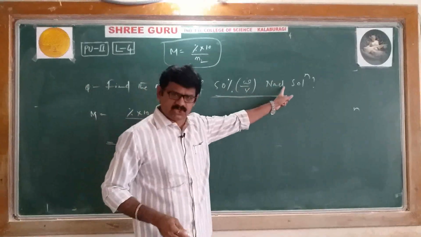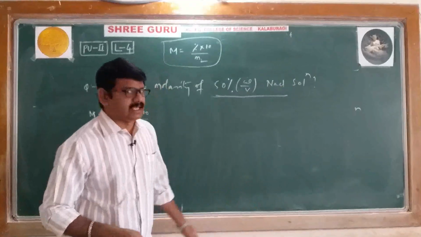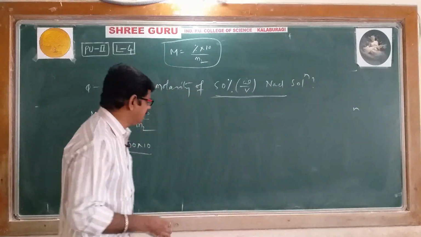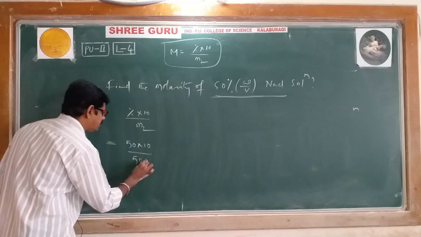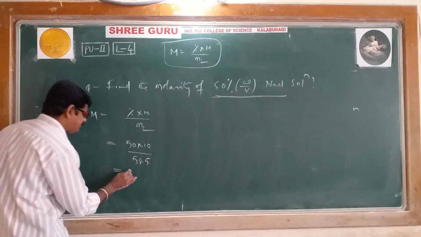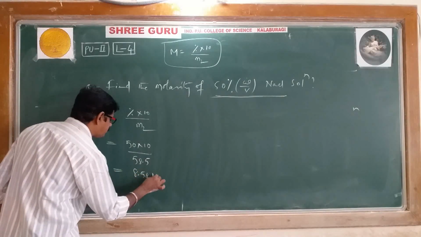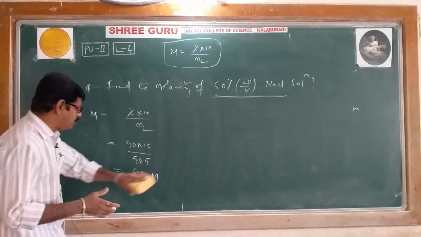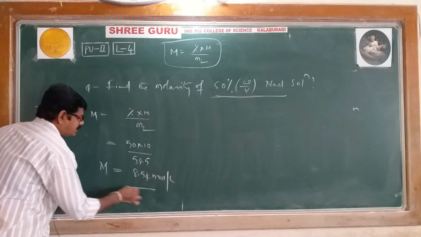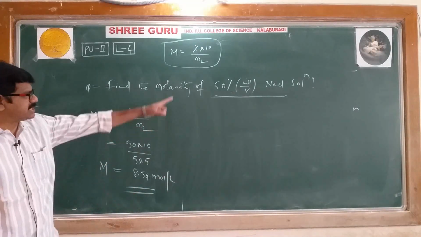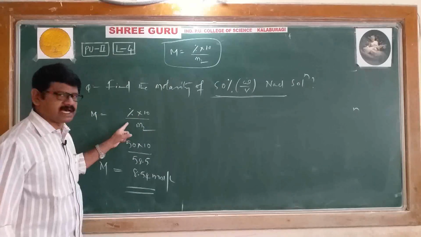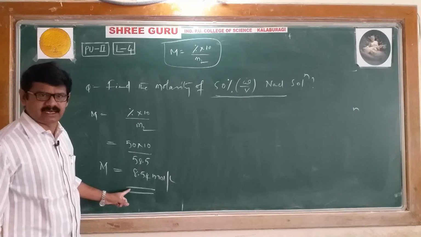What is the solute? NaCl is the solute. NaCl molar mass: sodium is 23, chlorine is 35.5, total 58.5. If you do the simplification, you will get nearly 8.54. 8.54 molarity, or mole per liter, it doesn't matter. It is a direct method. If a percentage W by V is given, this is the direct formula, and within 1 or 2 steps you will get the answer.